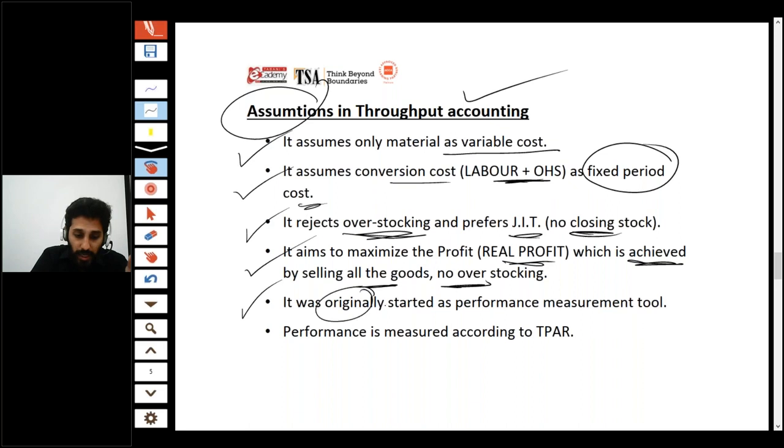It was originally started as a performance measurement tool, to measure how your performance is within the limited availability of resources. And performance is being measured according to TPAR, that is profitability.